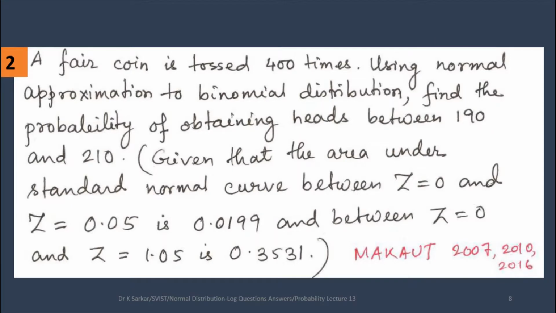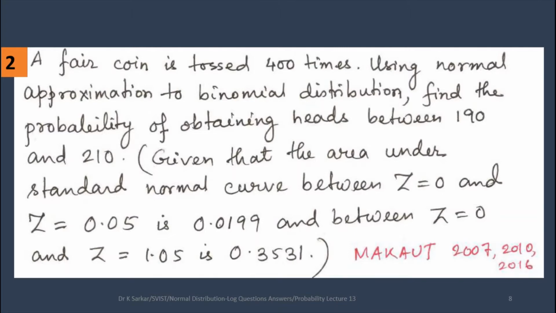Next question is, a fair coin is tossed 400 times. Using normal approximation to binomial distribution, find the probability of obtaining heads between 190 and 210. Given that the area under standard normal curve between z equals to 0 and z equals to 0.05 is 0.0199, and between z equals to 0 and z equals to 1.05 is 0.3531. This question also appeared several times in MAKAUT semester exam.